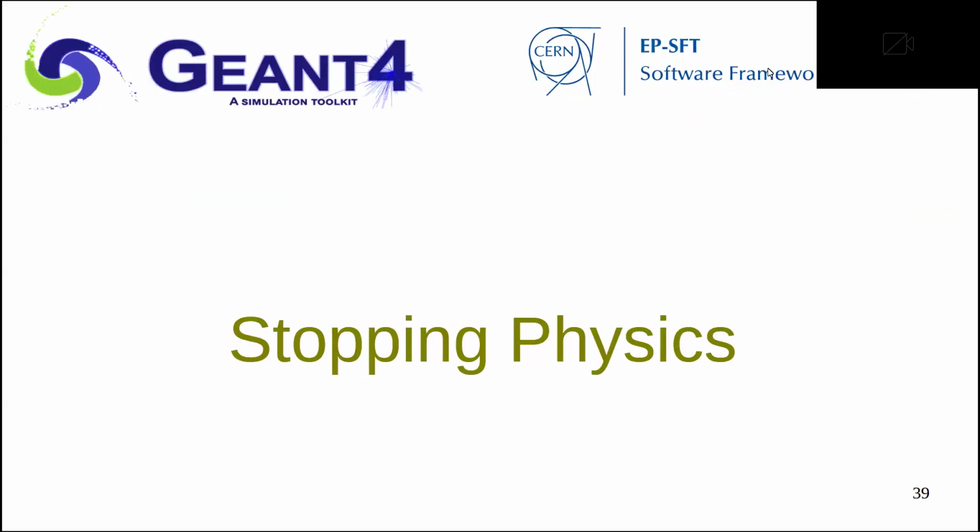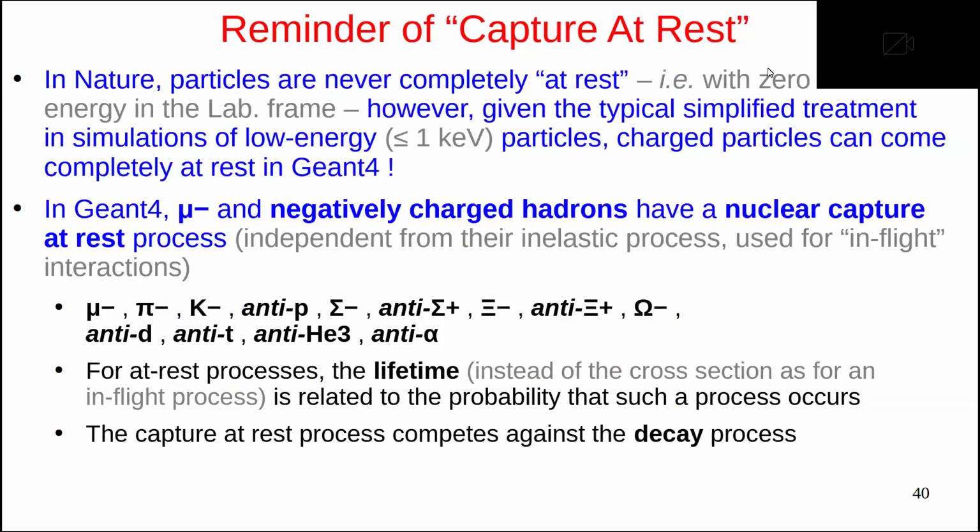And finally, I think this is the last topic, stopping physics. This is a slide that I have already shown you Monday. So, as I said, when negatively charged hadrons, like pi minus, K minus, antiproton, and so on, are at rest, meaning with zero kinetic energy, something which happens in Geant4 simulation, not in real life, where they get very close, but not zero. In Geant4 they get exactly to zero.